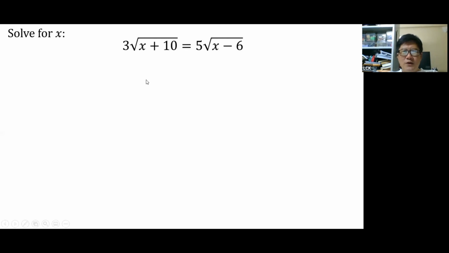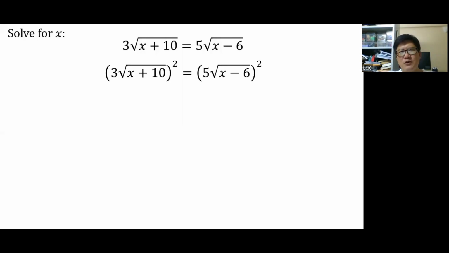Okay, again, solve for x. And you see the equation here. Very simple. Again, you have square root signs there that you want to get rid of. Remember, with square root signs, you want to get rid of them. One of the most popular ways of getting rid of square root signs is by squaring. If you square a square root, you get rid of it. So you square both sides. You cannot square one side without squaring the other side. Both sides have to be squared.